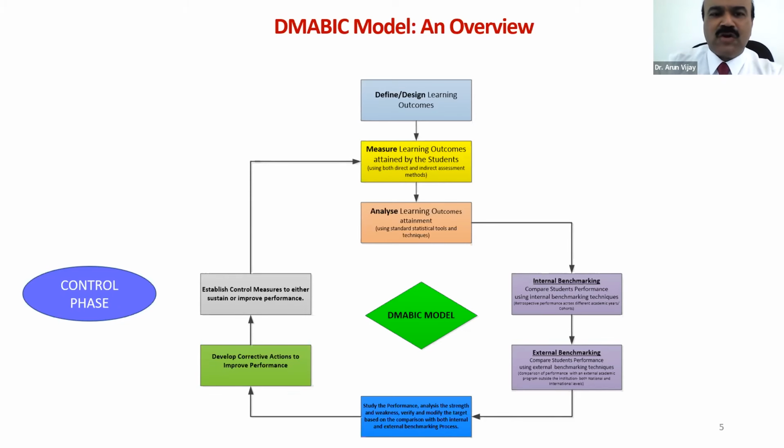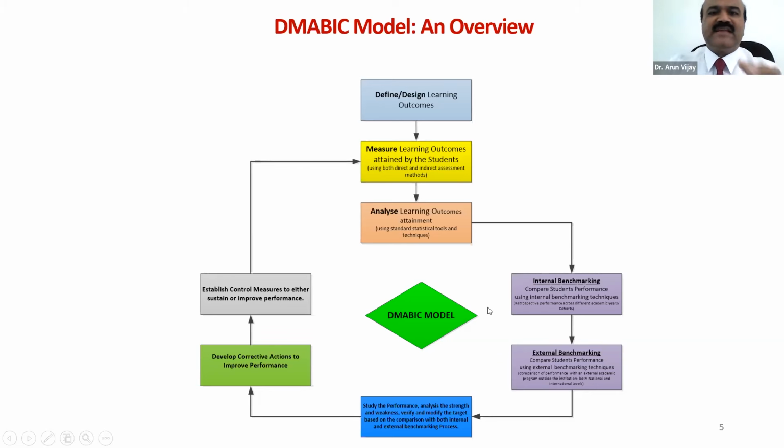We develop some control plan to sustain and improve the performance. That is the last stage. The cycle never ends. At the end of each academic year, the cycle will continue. We can see the arrow mark, the cycle will continue. Then the whole process will start again. So this is a DMABIK model of assessing learning outcome.